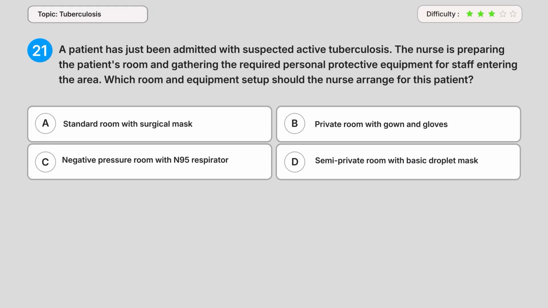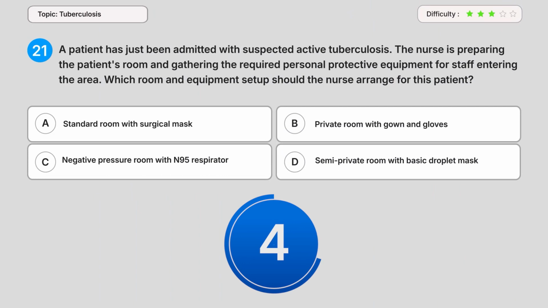A. Standard room with surgical mask. B. Private room with gown and gloves. C. Negative pressure room with N95 respirator. D. Semi-private room with basic droplet mask. What do you think is the answer?